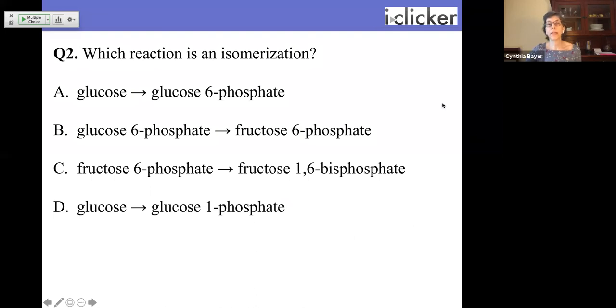Which one of these steps is not part of glycolysis? Exactly. Glucose is only phosphorylated to glucose 6-phosphate, right? And then isomerized. So this step is not part of glycolysis, right? That's part of a different chemical reaction or different biochemical pathway.